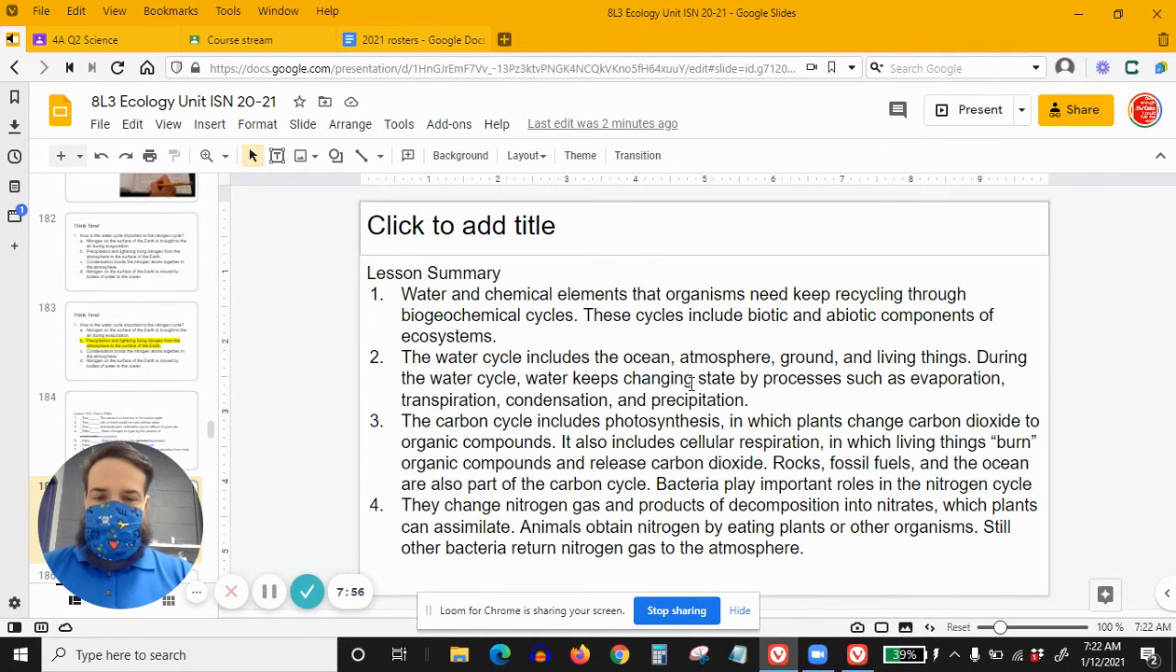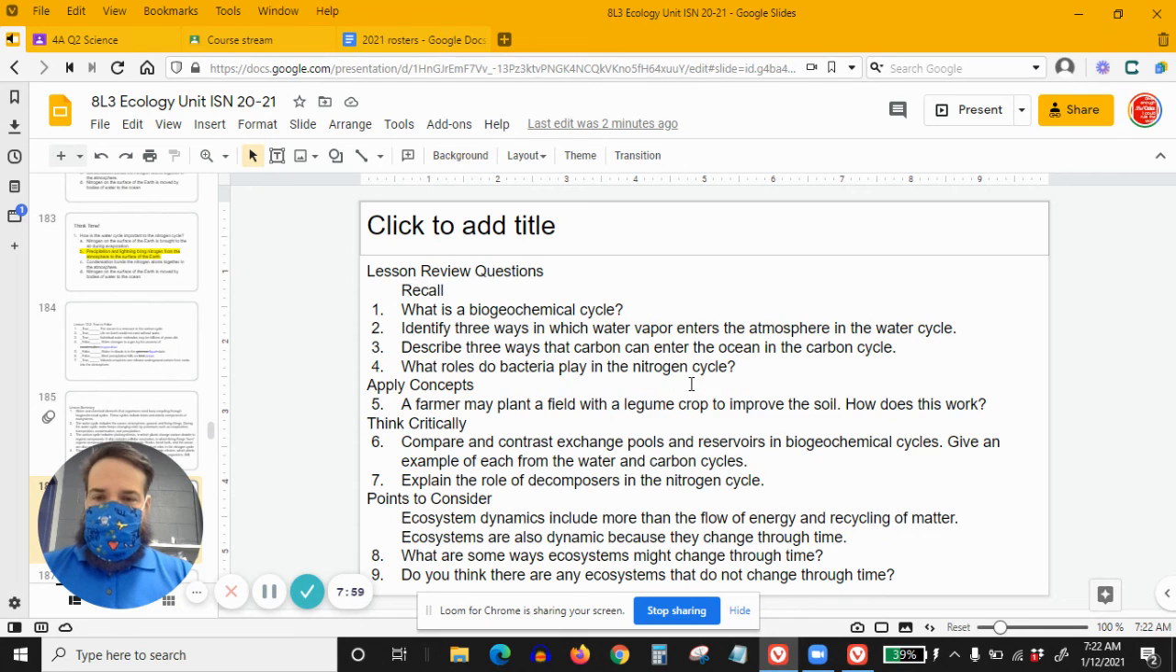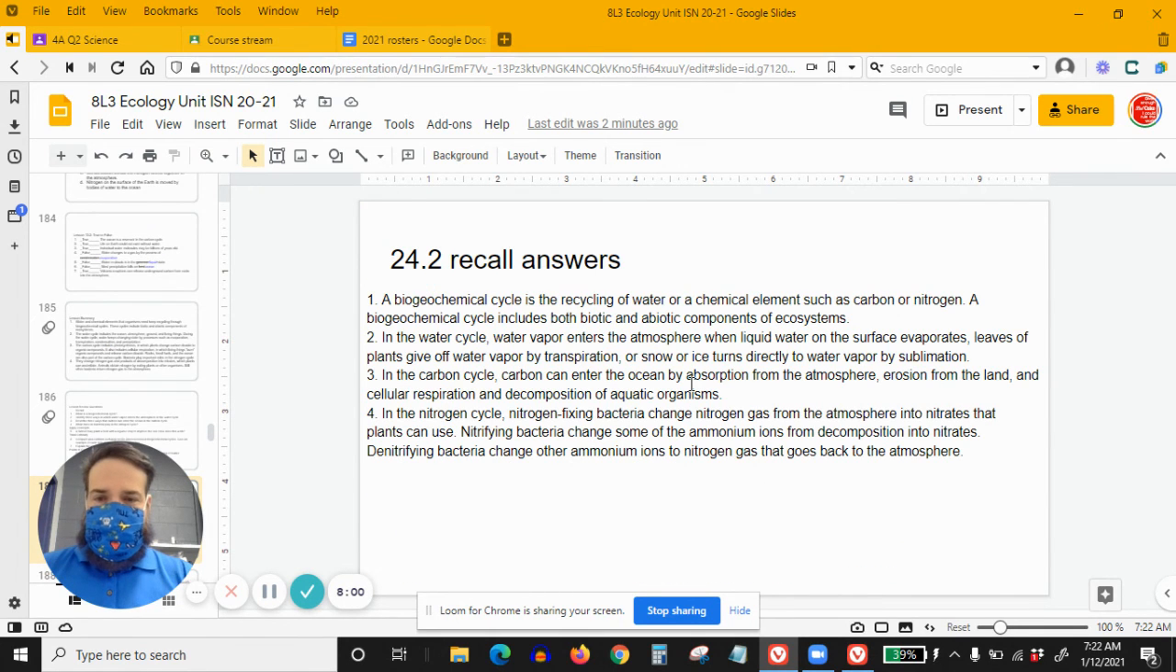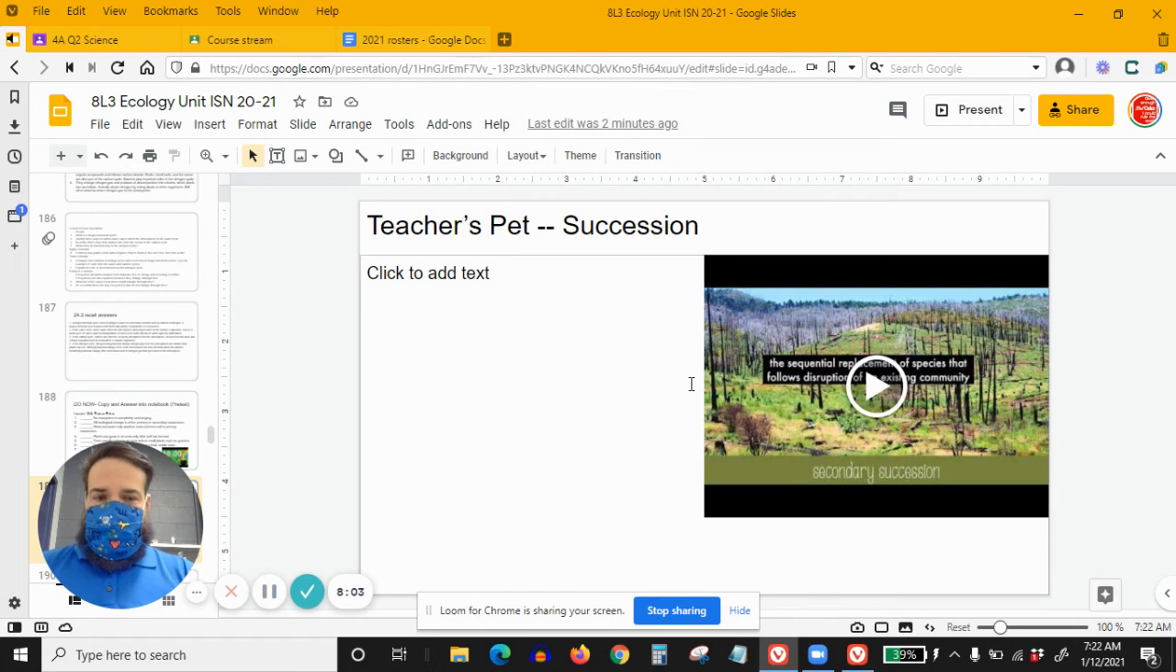All right, and let's see here. I think that's all I have for the nitrogen cycle. All right, and that leads us to ecosystem change, about succession.